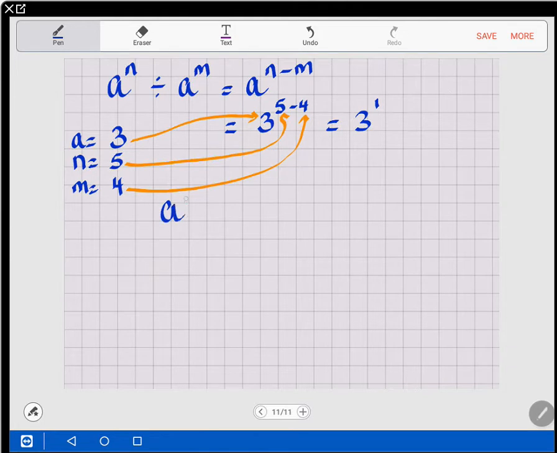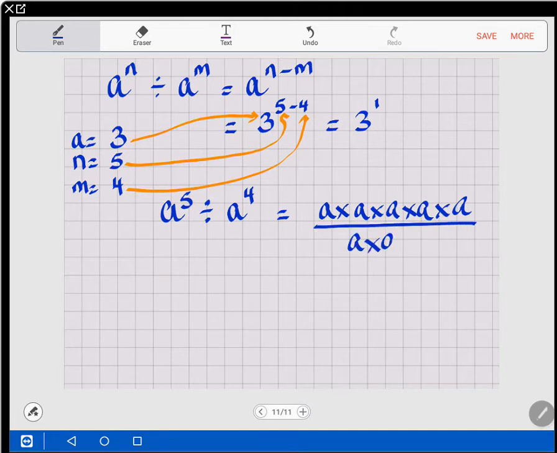A to the power of 5 divided by a to the power of 4. It looks like a times a times a times a times a, 5 times, divided by a times a times a times a, 4 times. Well, they cancel, they cancel, they cancel. What remains is a. Is equal to what? 3.